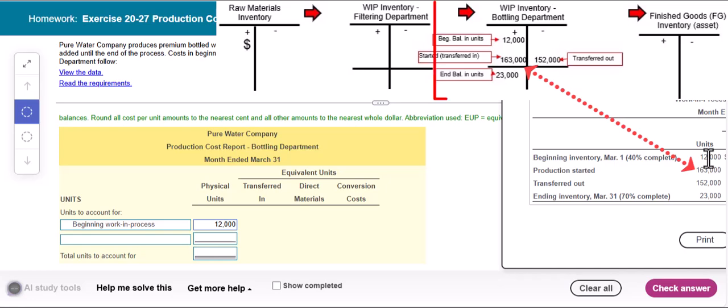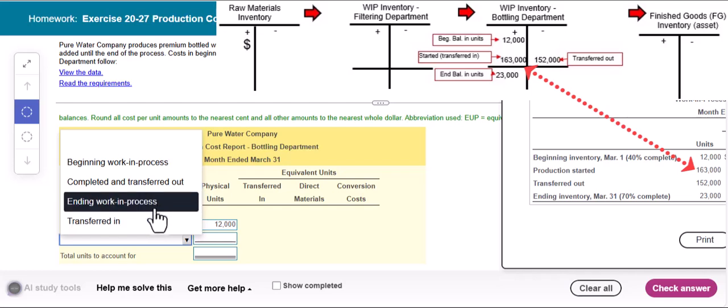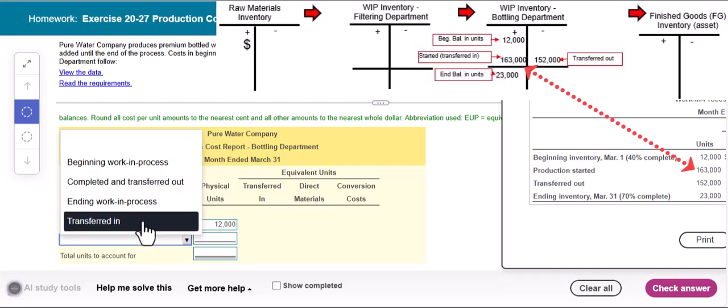Remember, since this is the second department, it doesn't actually start anything new. What it does is take units from the filtering department. So these 163,000 units, even though it says started, really means transferred in. You can call them started or transferred in. So we had the 163,000 units transferred in.